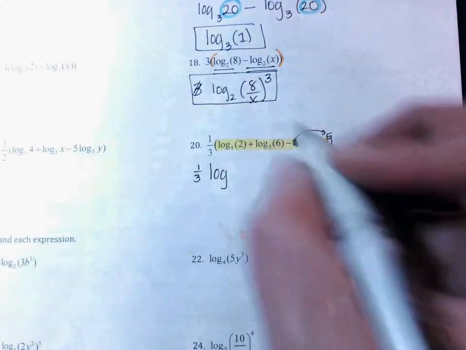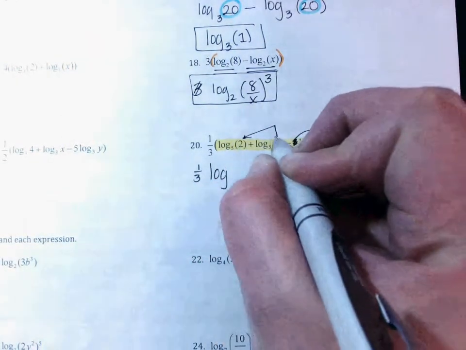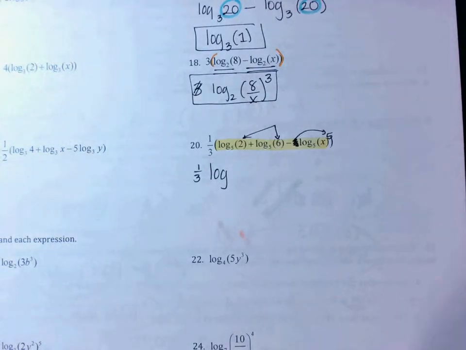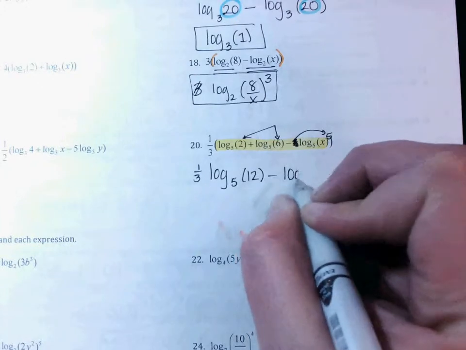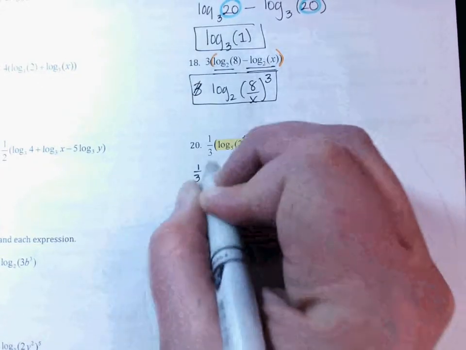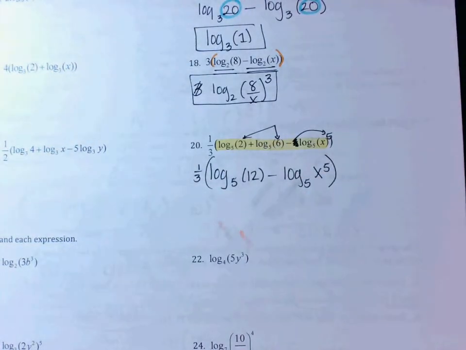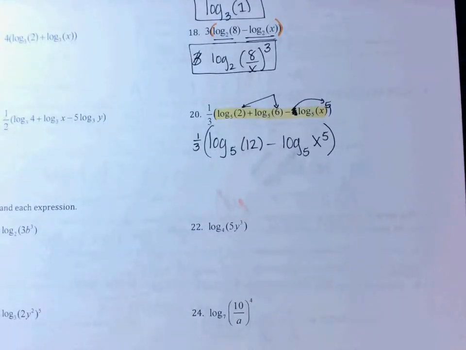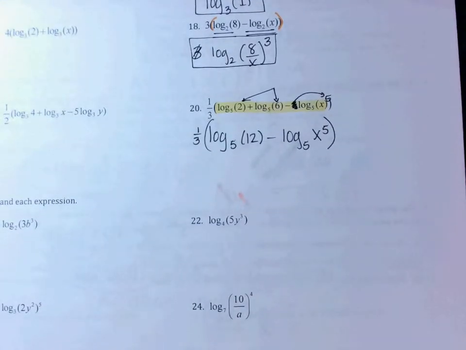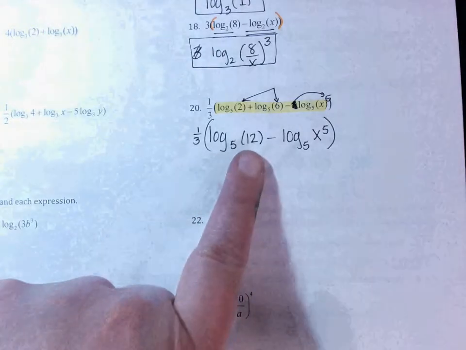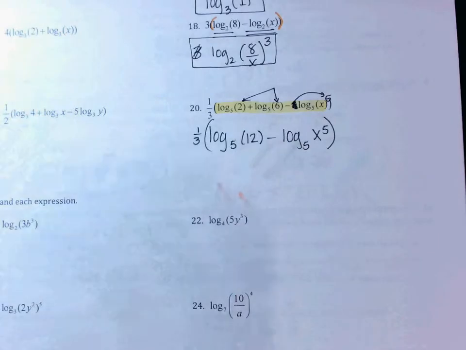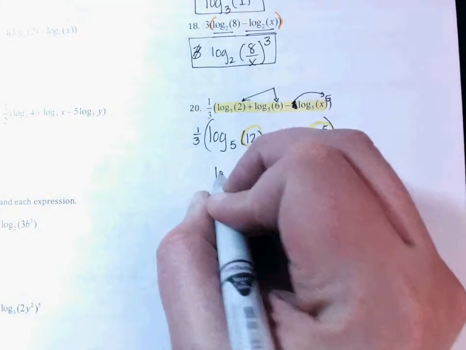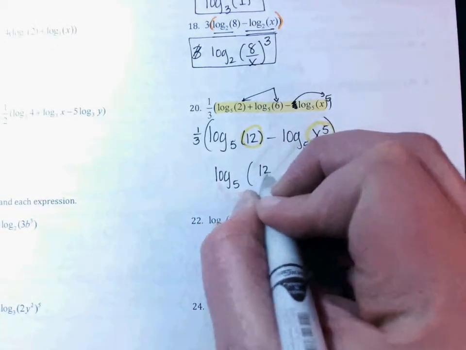Okay, now what do I do with 2 and 6 if their logs are added together? Times, so it would be a 12 minus log base 5 of x^5. Okay, that's fine. Okay, so 2 times 6 is 12. And then x to the 5 is minus, what am I going to do with those 2 then? Divide. So I have log base 5 of 12 divided by x^5.